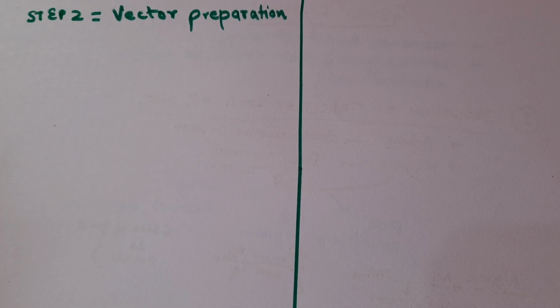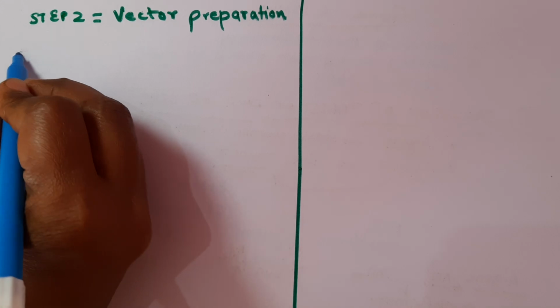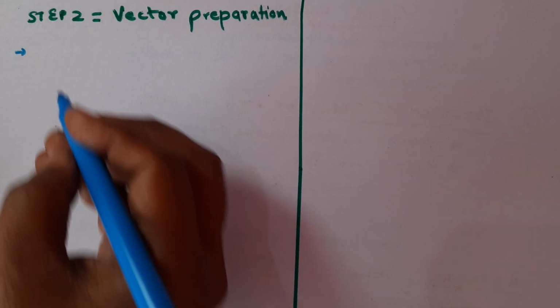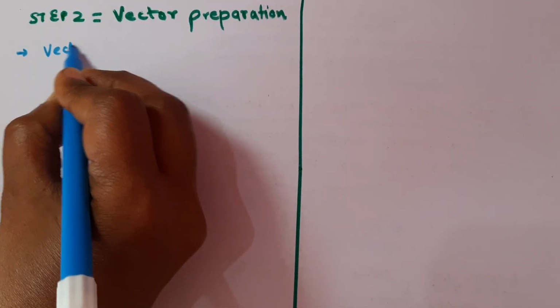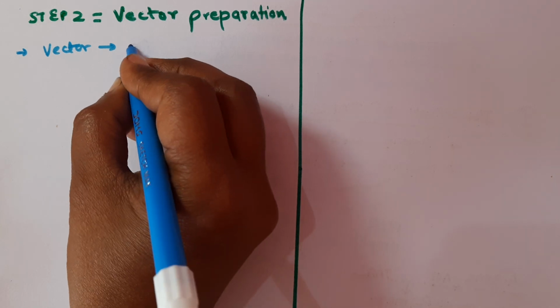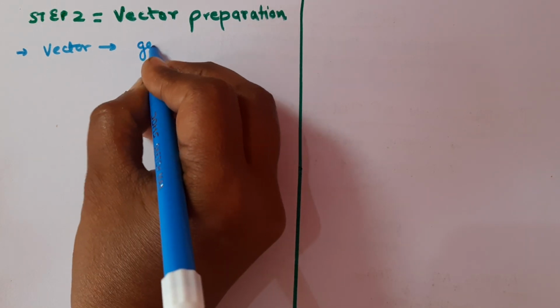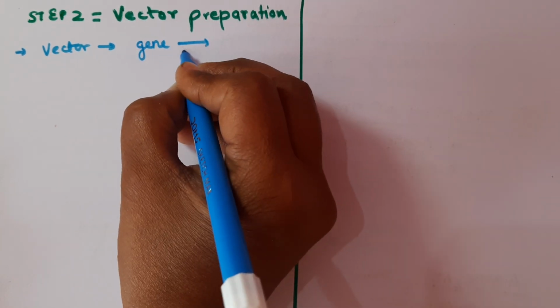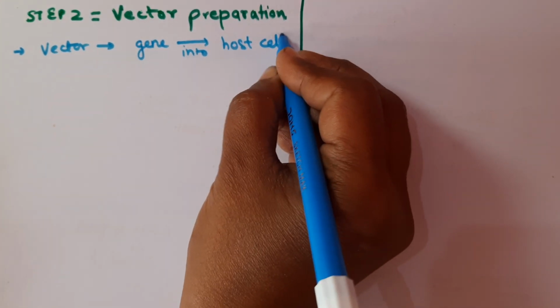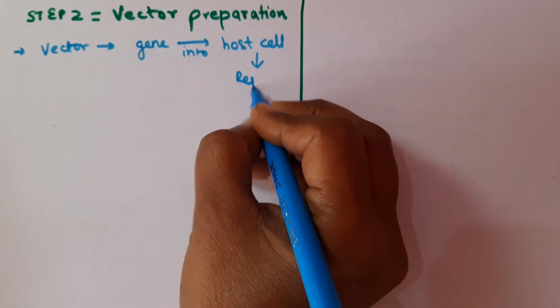Okay, so the second step is the vector preparation. We know that a vector is a DNA molecule that can carry the gene of interest into a host cell and replicate. So what are the duties of a vector? It will take our gene into the host cell. And why into the host cell? To replicate it.